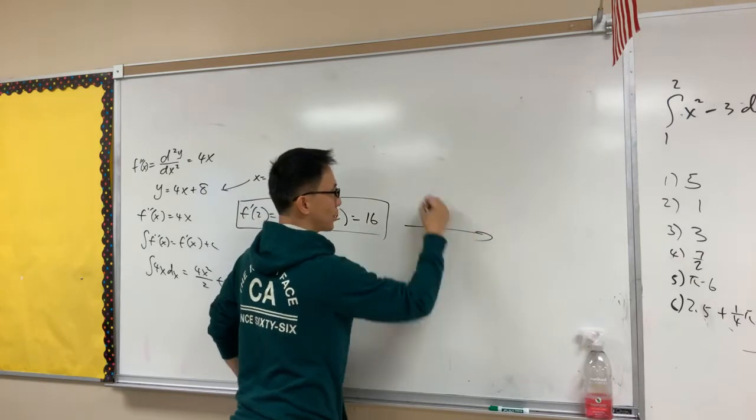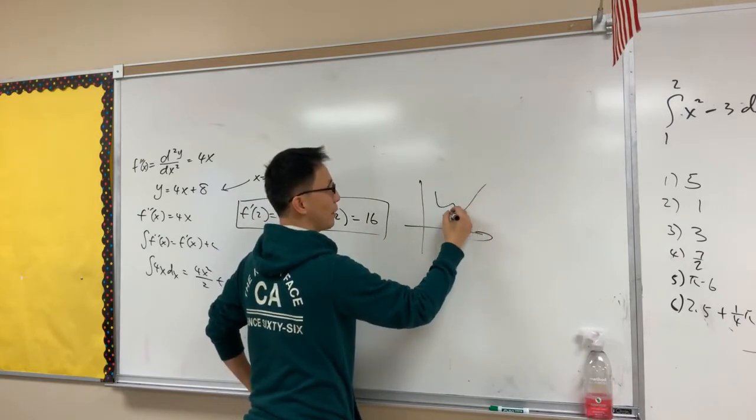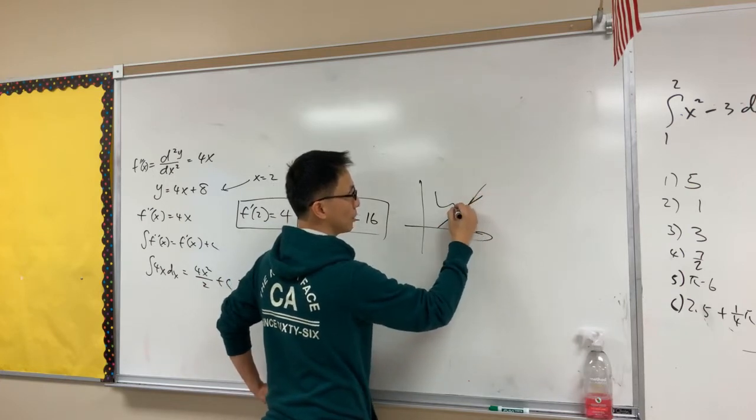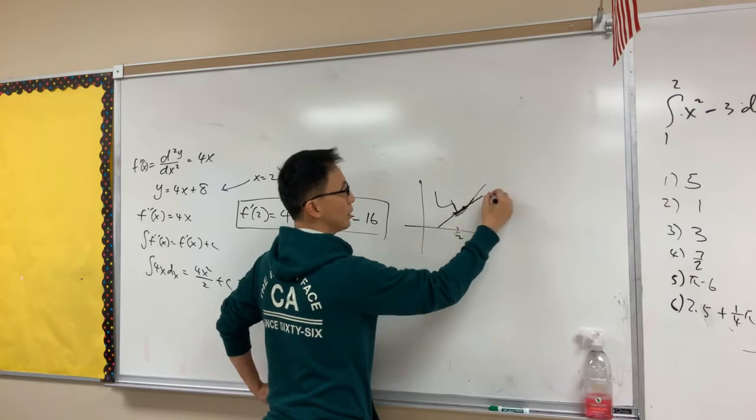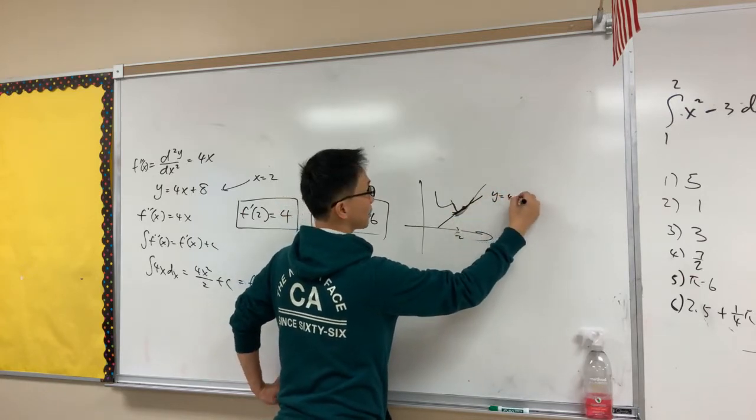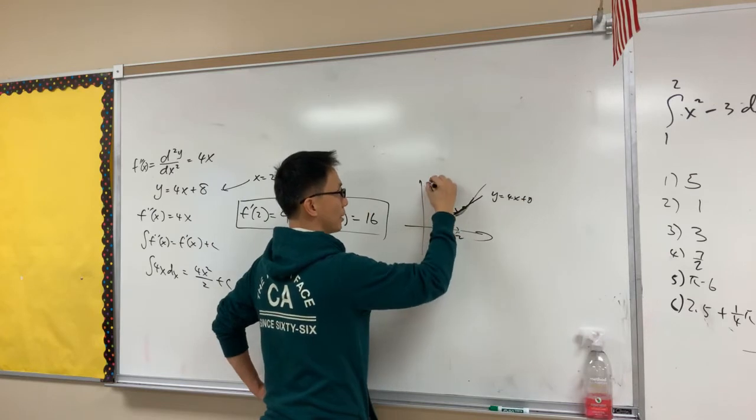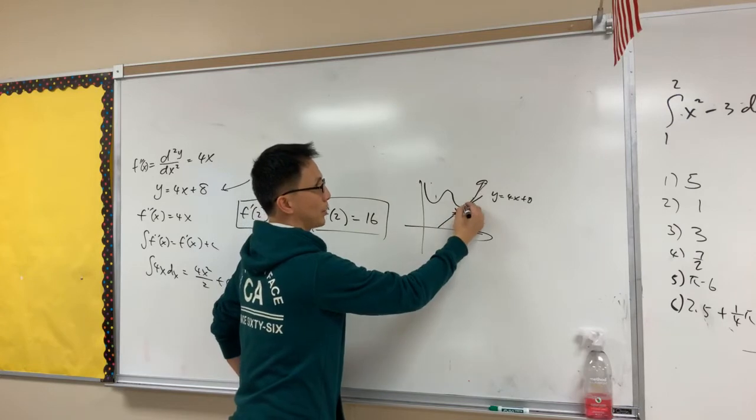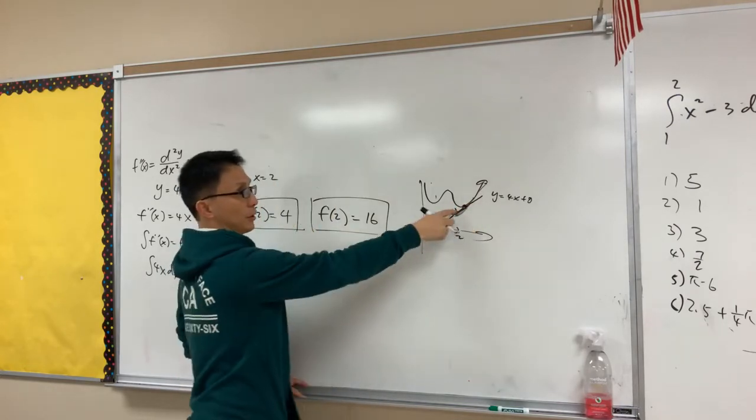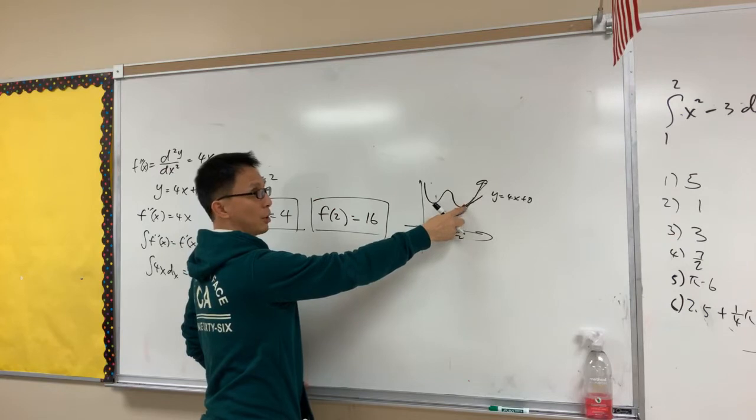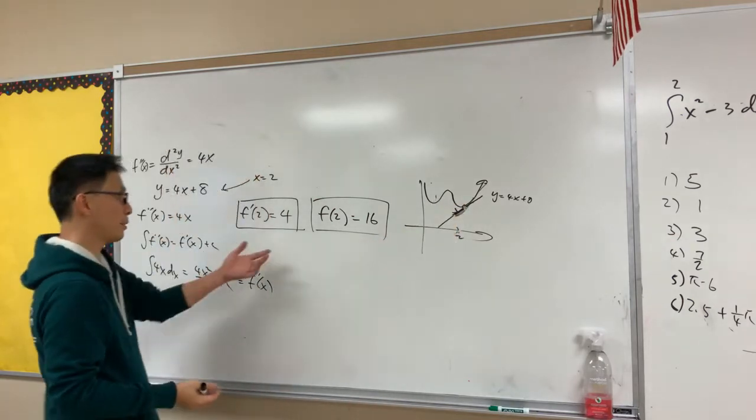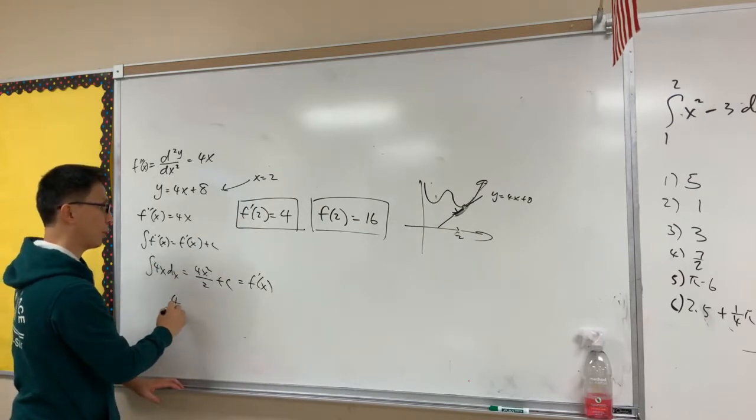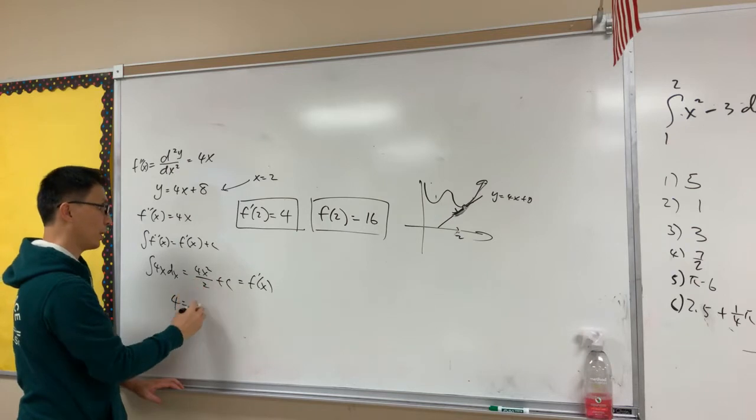Because if you have some arbitrary graph, at x equal to 2 I have a tangent line, oops, that was a horrible tangent line, and this tangent line is y equal to 4x plus 8. I have a tangent line at this point, at 2. So therefore the slope is equal to each other, as well as the y value. So f prime of 2 is equal to 4.